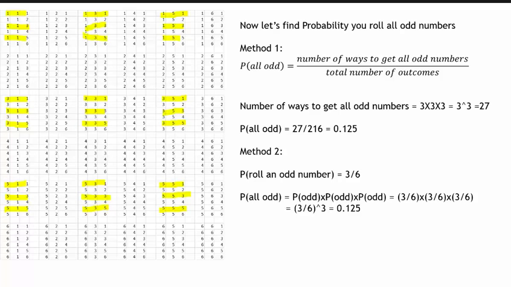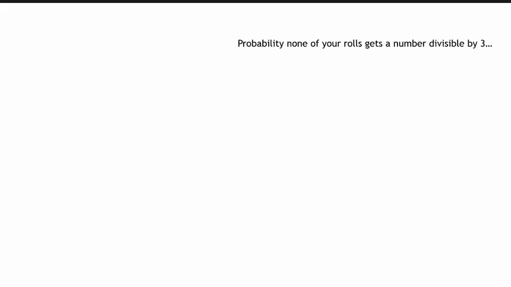So using the multiplication rule was definitely to our advantage there when we wanted to see the probability of them all being odd, because it was very easy to think, okay, first roll odd, what are the chances? 3 out of 6. Second roll odd, what are the chances? 3 out of 6. Third roll odd, what are the chances? 3 out of 6.